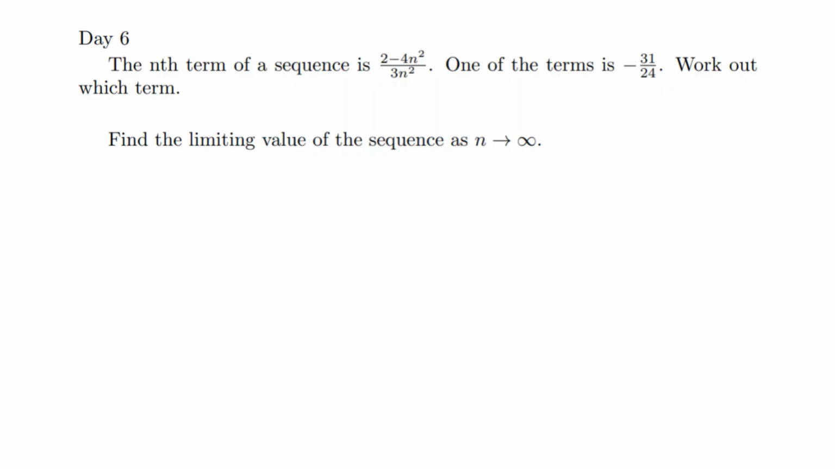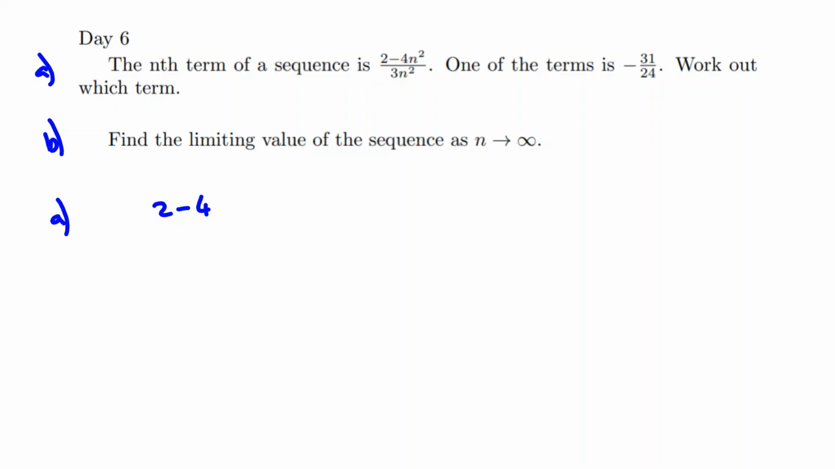So yesterday's question, we were given the nth term of a sequence, which is (2 minus 4n squared) all over 3n squared. And one of the terms is minus 31 over 24. Work out which term. So that's kind of like our part A. Part B was asking for our limiting value of the sequence as n tends to infinity. So let's start with this A.